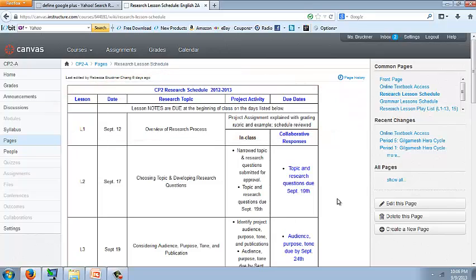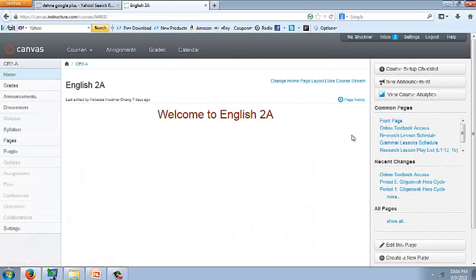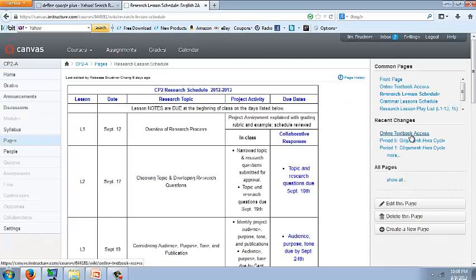So you'll want to check that out. Again, that is on our Canvas homepage. When you get there, you go to Common Pages over on the right-hand side, and you're going to go to Research Lesson Schedule.